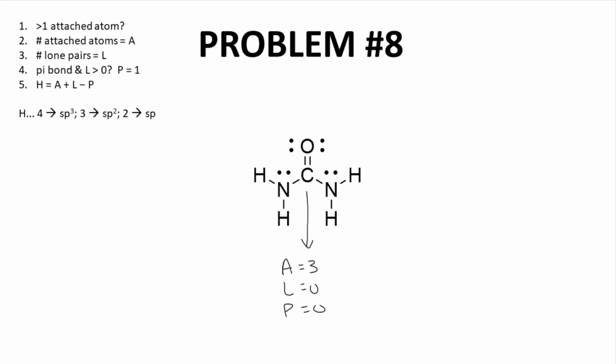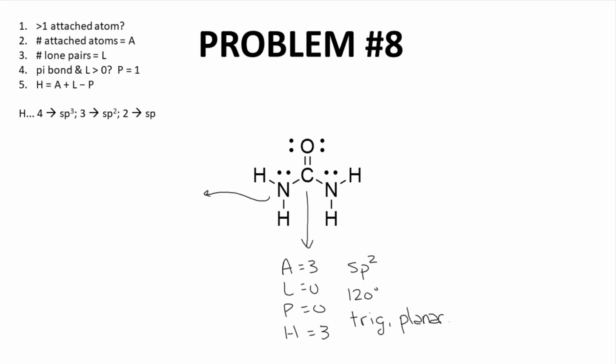It's also not next to a double bond. So when we calculate, H is going to be 3 plus 0 minus 0. That gives us a total of 3. This is an sp2 hybridized carbon. If we look this up in the table, sp2 and A equals 3, we would find that this has an approximately 120-degree bond angle, and it is trigonal planar. Okay, fantastic. Let's do a nitrogen.